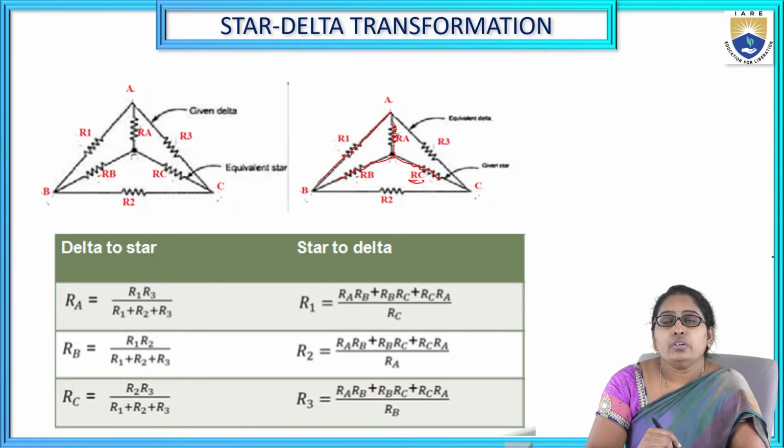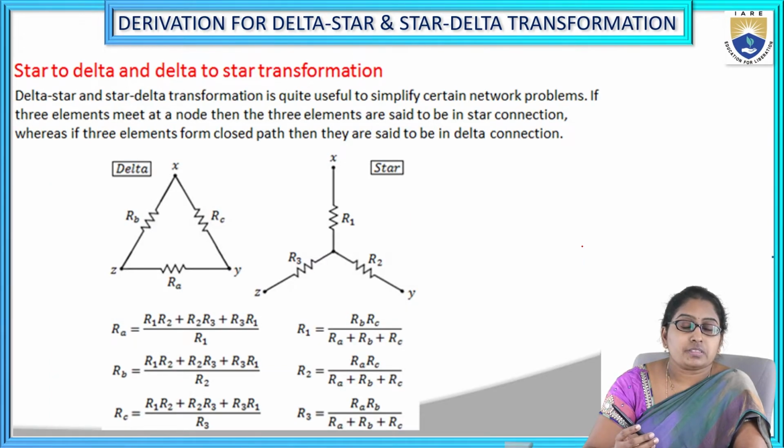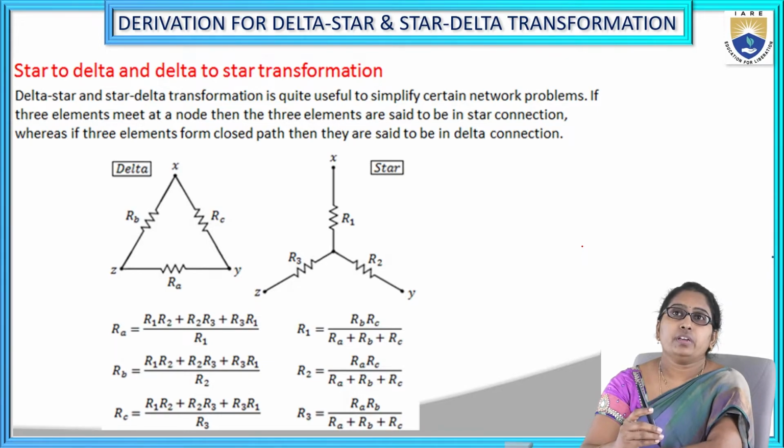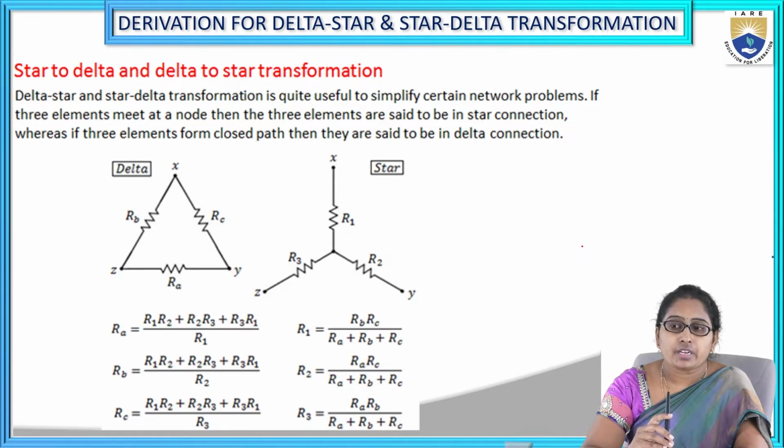So that is how star to delta and delta to star transformation works. That means when a delta circuit is given, how to write its equivalent star network elements, and similarly, when a star network is given, how to write its equivalent delta circuit elements. Next, the derivation for this delta to star and star to delta transformation.